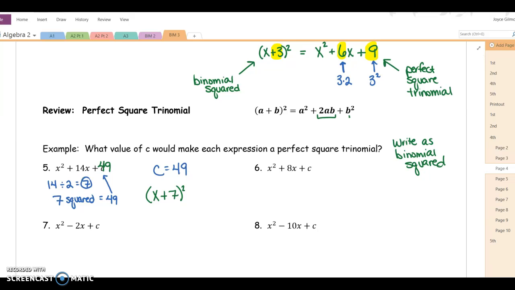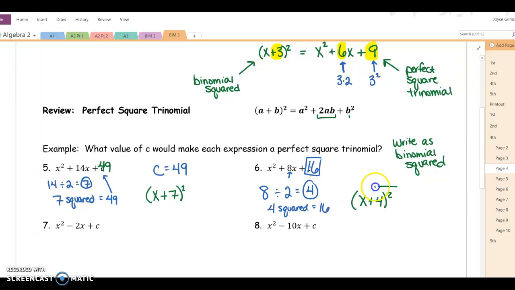Okay, let's try number 6. To figure out what c is, what is negative 8 divided by 2? Sorry, not negative 8. What is 8 divided by 2? 4, and I'm going to circle that 4. 4 squared is 16. So c would be 16. Now, write this as a binomial squared. If you were to factor this trinomial, it would factor into x plus 4 squared.